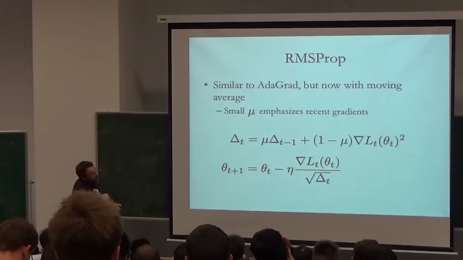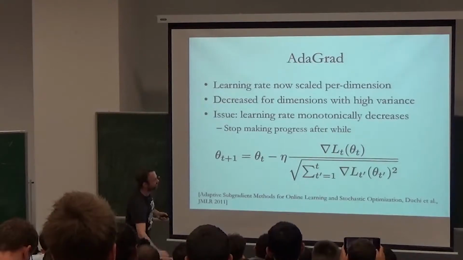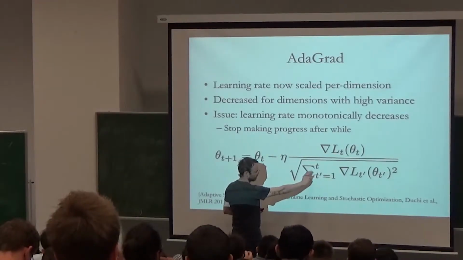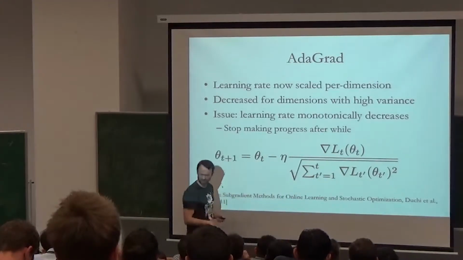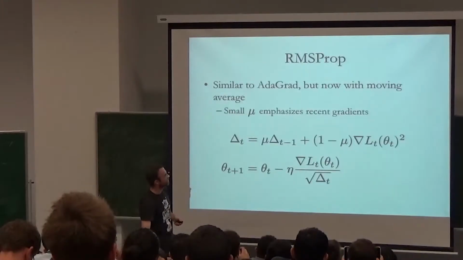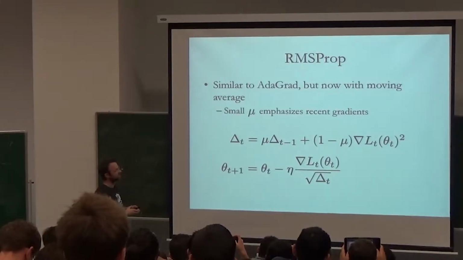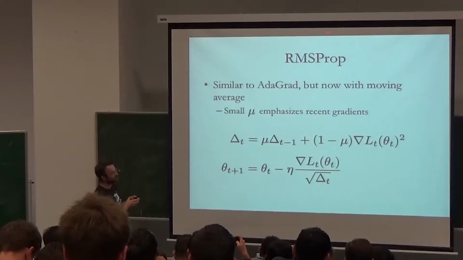So one thing you might say is, well, instead of having the whole history from time t equals the very start of training to the current time, why don't you just have a moving window or something like that? So you have a moving average. So that's basically what RMSProp is doing.